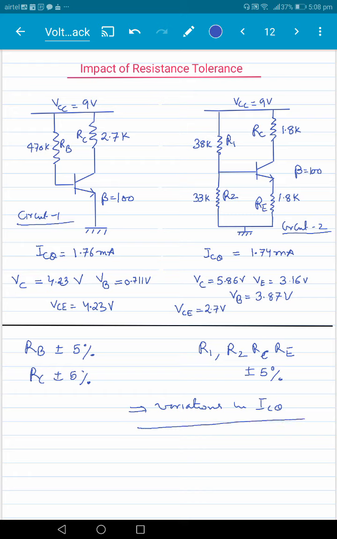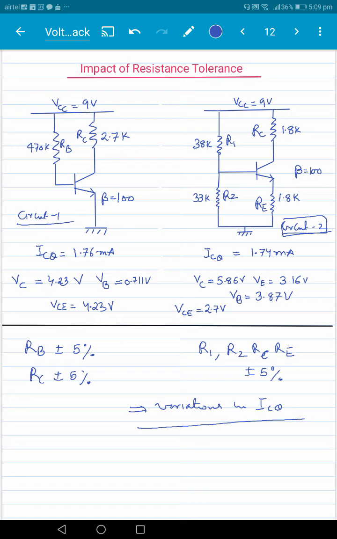So far we have been saying that circuit number 2 is very robust. It has a negative feedback and it reduces sensitivity to beta. And circuit number 1 is highly sensitive to beta. But what about the impact of resistor tolerances? Is circuit 2 still better than circuit 1 in terms of sensitivity to these changes in R1, R2, RC, RE? Is circuit 2 still better than circuit number 1?